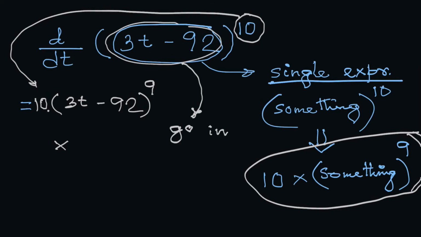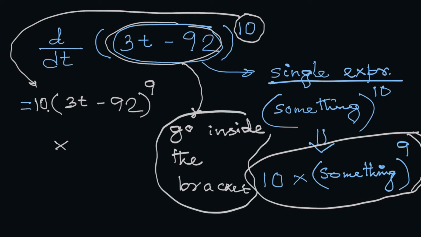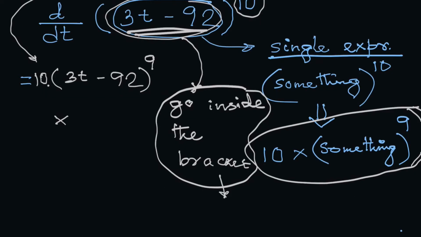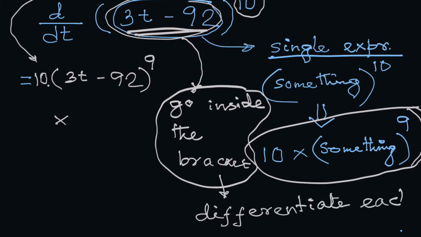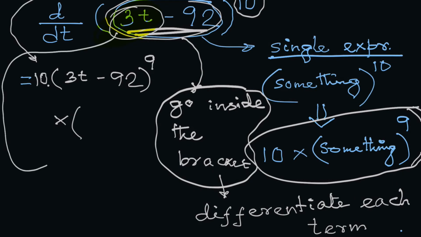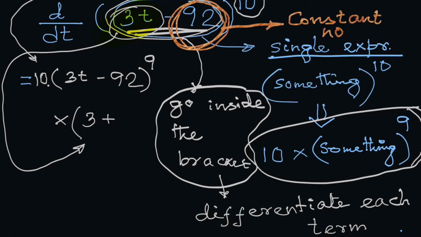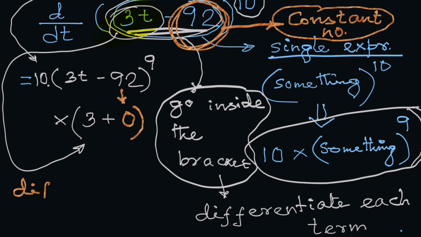Then into going inside the bracket, we will differentiate each term. So here 3t minus 92. Differentiate each term means 3t will give us on differentiation only 3, because differentiation of t will become 1. So it is 3 minus 92. I have written here plus. Ignore that because the result is going to be the same. 92 is a constant here, so its differentiation will be 0.